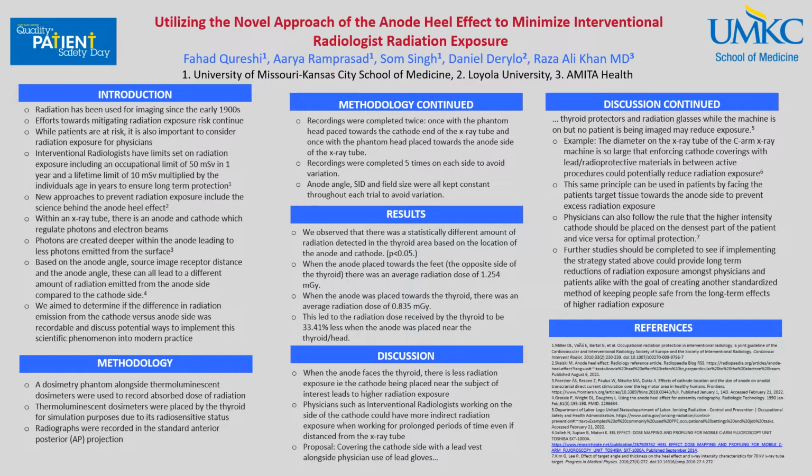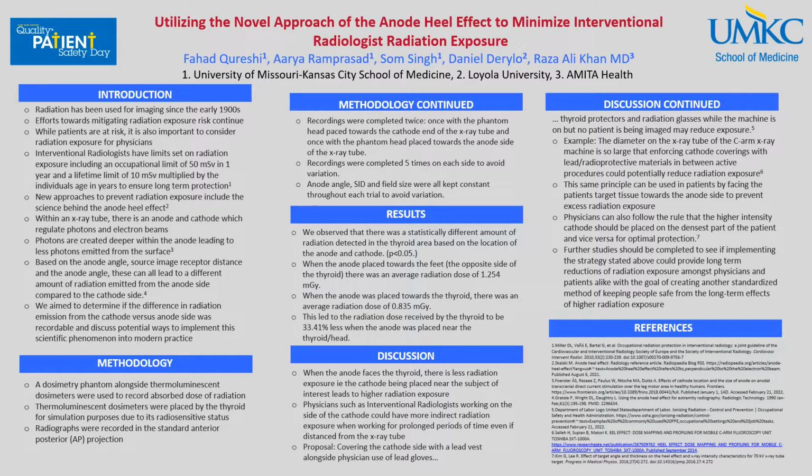This led to a radiation dose received by the thyroid to be 33.41% less when the anode was placed near the thyroid/head. Based on these numbers, we can conclude that when the anode faces the thyroid, there is less radiation exposure, indicating that the cathode being placed near the subject of interest leads to a higher radiation exposure.